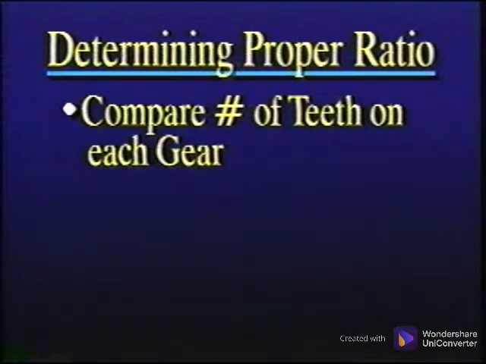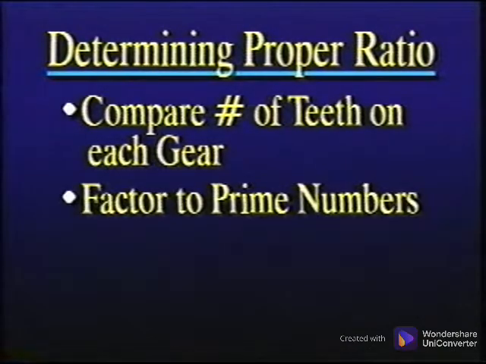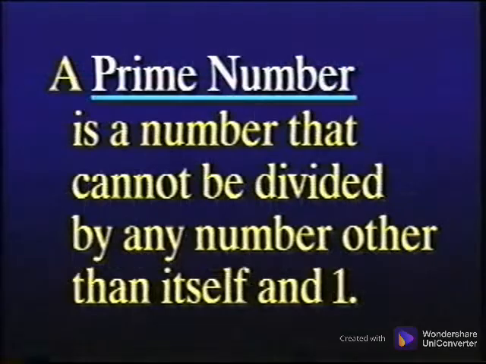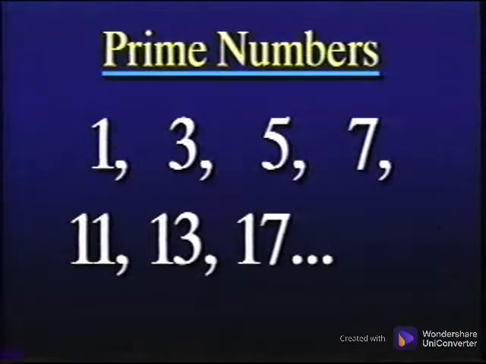Comparing the number of teeth on each gear and factoring them to their prime numbers will determine whether the ratio is a proper ratio. A proper ratio will have no other common factors than 1. A prime number is a number that cannot be divided by any number other than itself and 1. Prime numbers are 1, 3, 5, 7, 11, 13, 17, and so on.